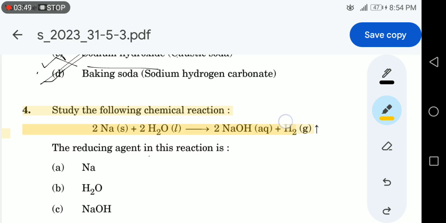This question right here, okay? This question right here, something is wrong with this question actually, because they are telling us to identify the reducing agent. So we know that a reducing agent is a substance which gains oxygen from an oxidizing agent, or we can say that the reducing agent is a substance which gets oxidized.